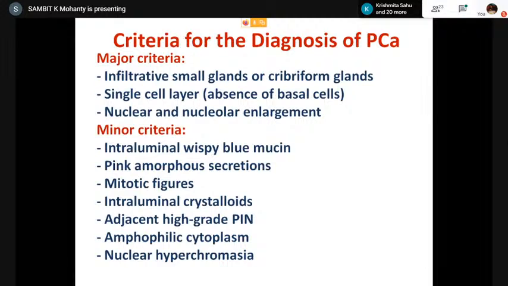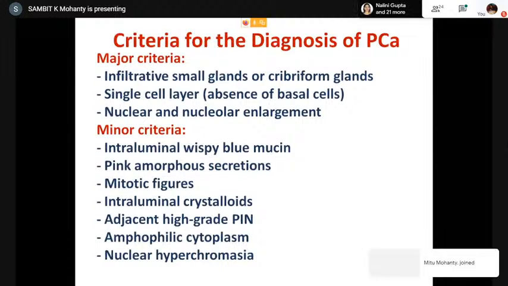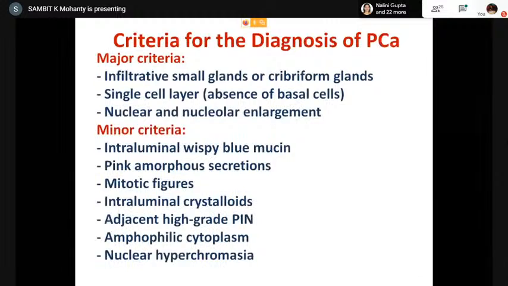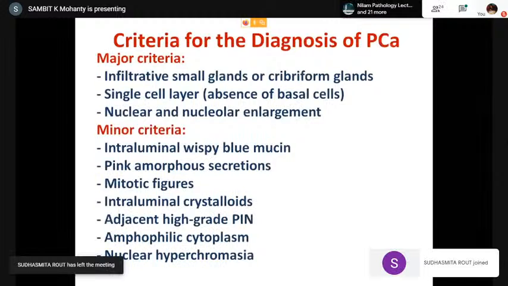Presence of cribriforming. Those are major criteria, but those are not the diagnostic sine qua non. You can have a little infiltrative pattern in the mimics, and cribriforming in basal cell hyperplasia or cribriform hyperplasia in the BPH nodule. Single cell layer, yes. Absence of the basal cell layer is one of the very important criteria. And you have nuclear enlargement and nucleolar enlargement of the tumor cells.